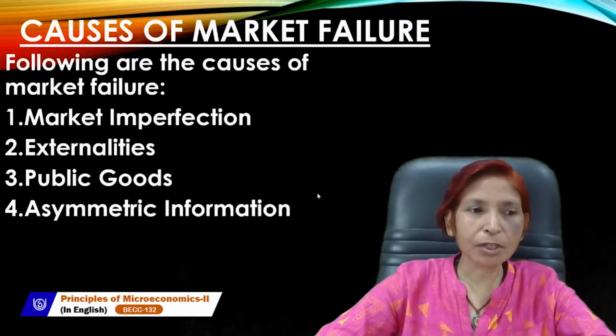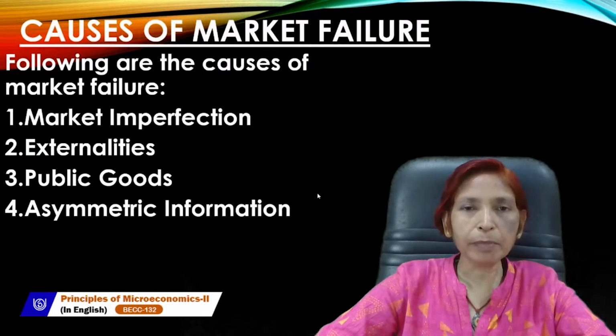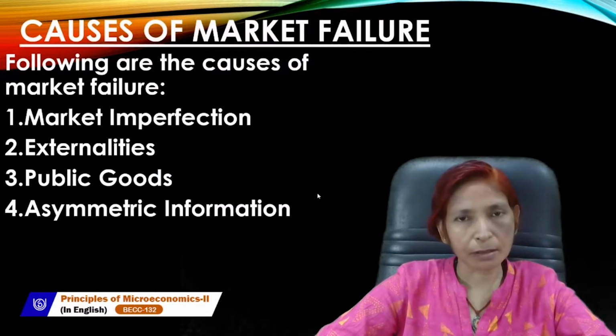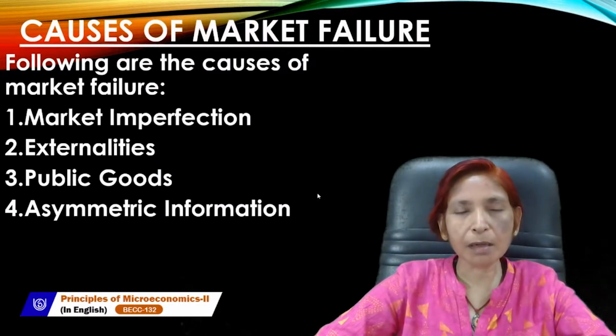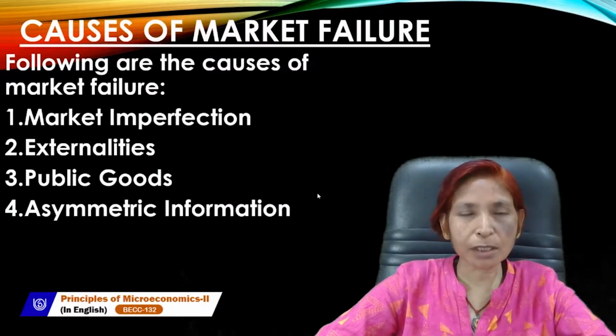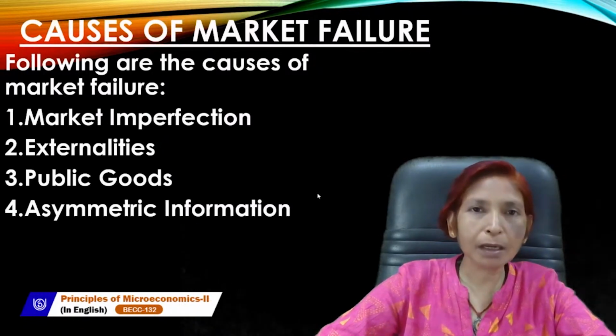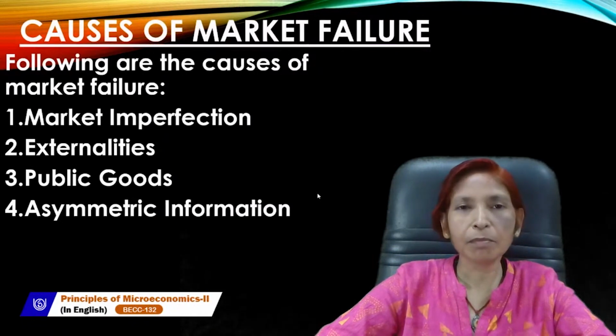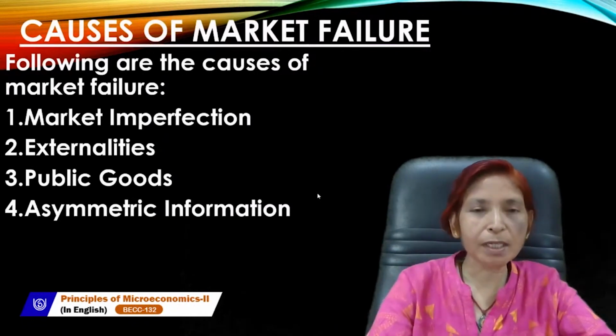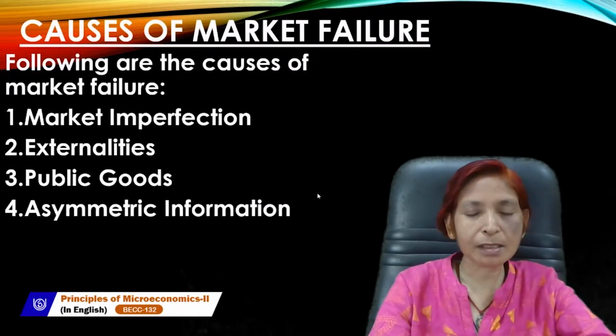Asymmetric information is called incomplete information. If incomplete information is available in the market, then the market will be called a failure market. Now we will discuss these points in detail.